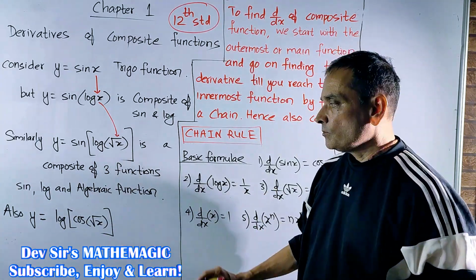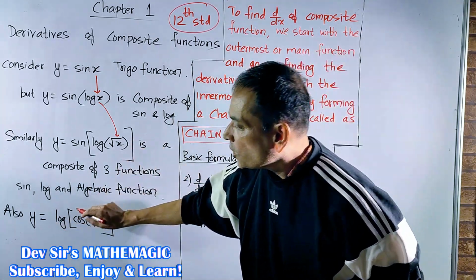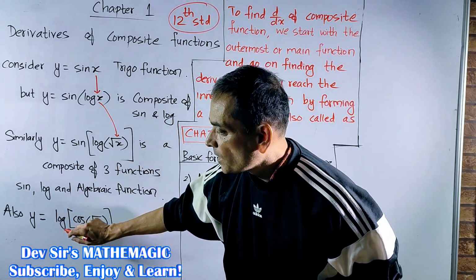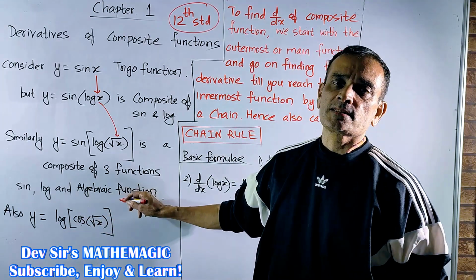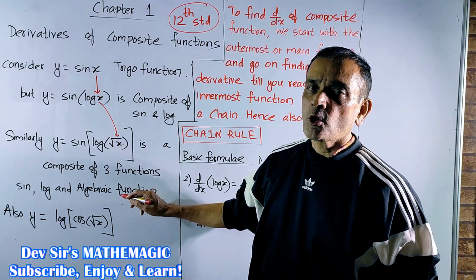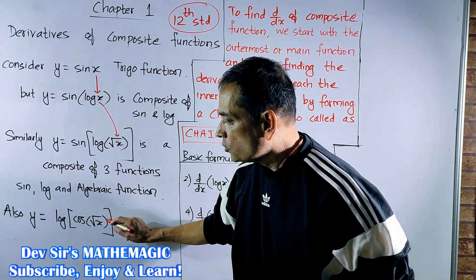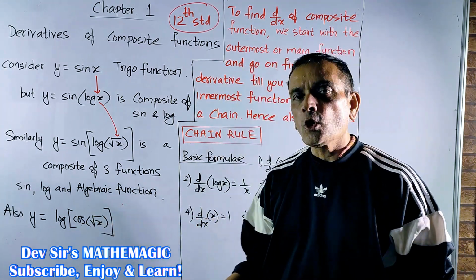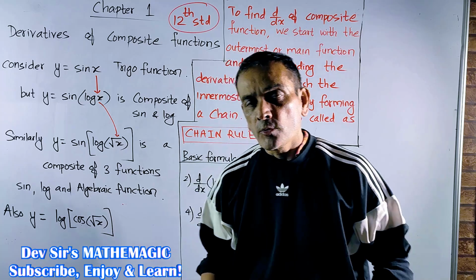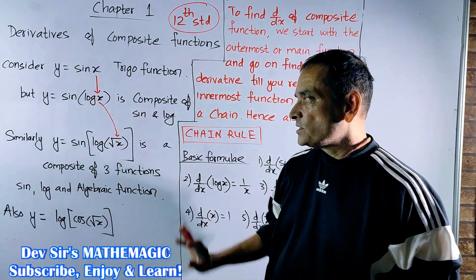और एक example है. Y is equal to, अभी बाहर मैंने log लिया है. Log of cos of root x. तो यहाँ पे कॉम्बो का क्या हो गया? log cos root. Composite function. Log of cos of root x. Composite function. Okay. So all these are composite functions.